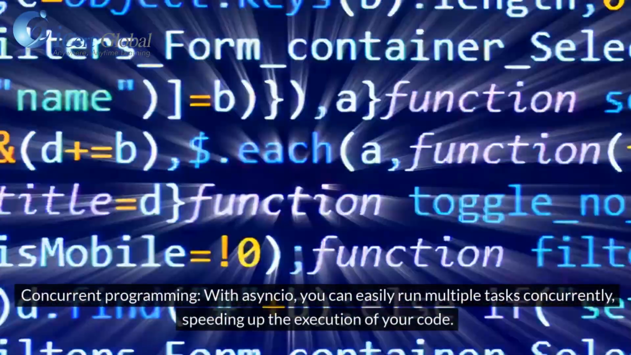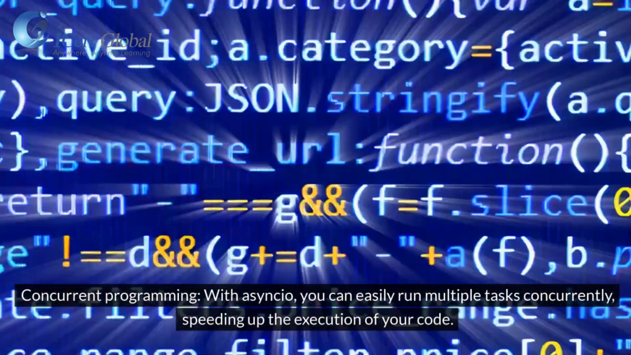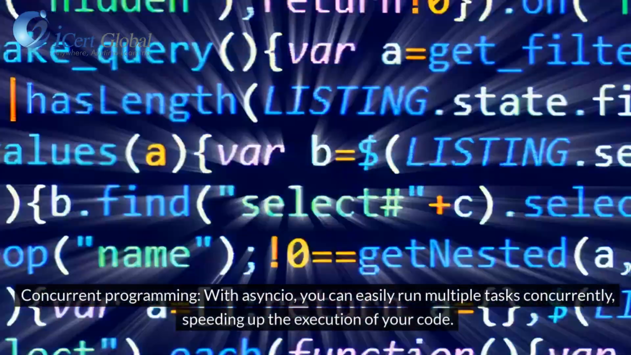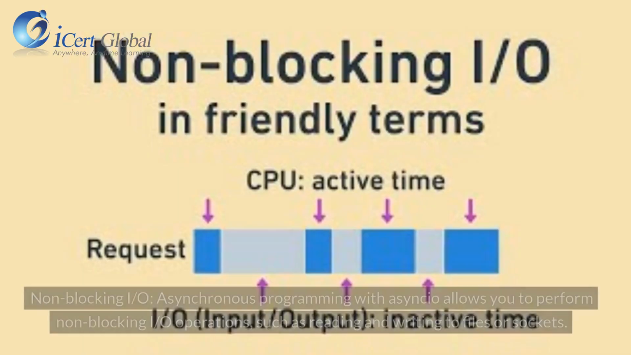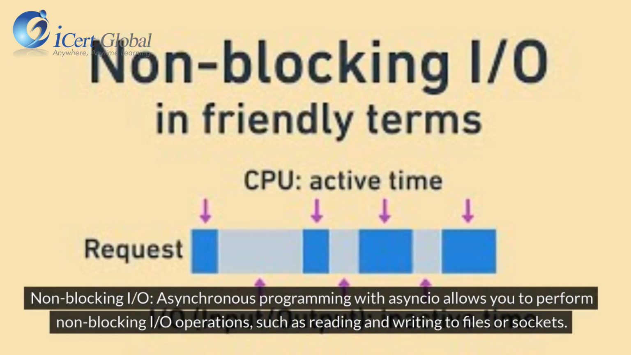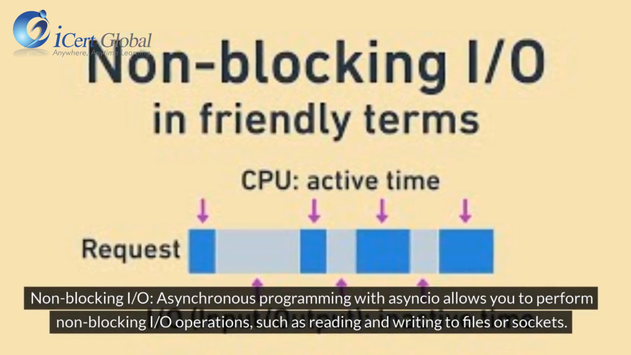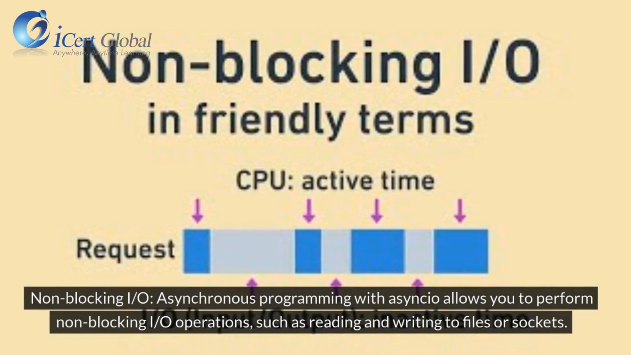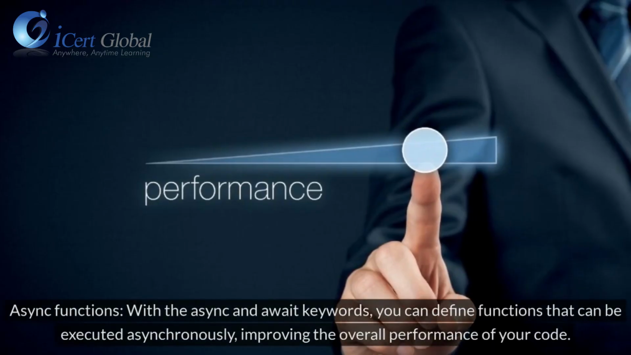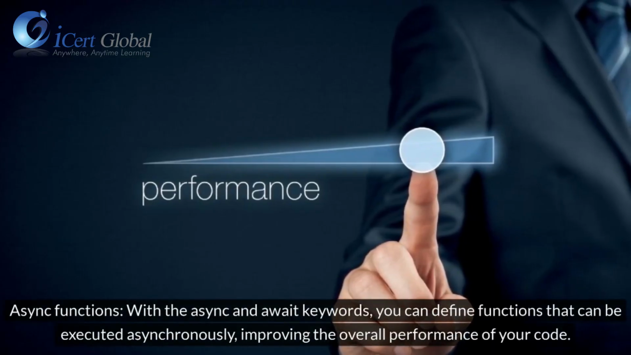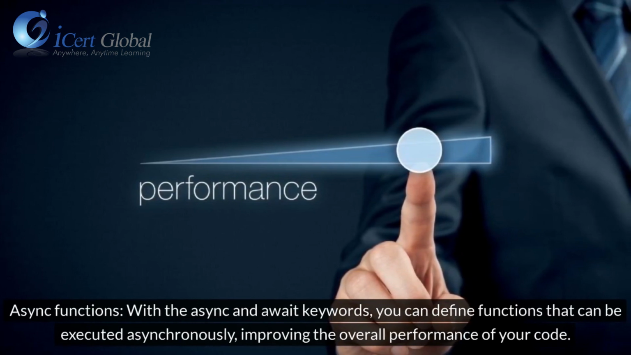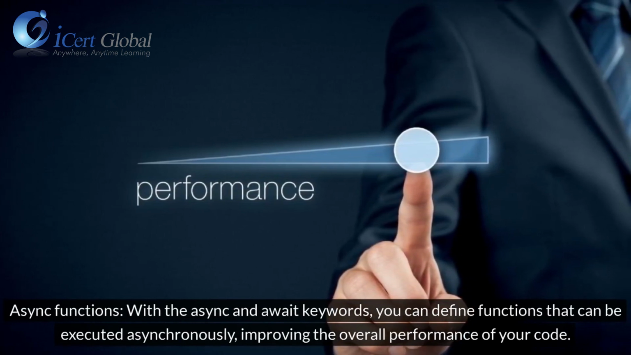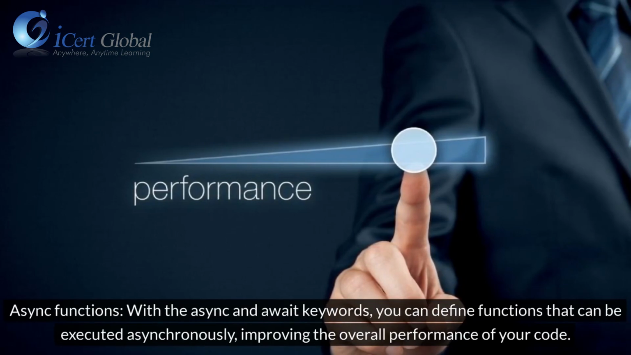Why should you use asyncio for asynchronous programming? Concurrent programming. With asyncio, you can easily run multiple tasks concurrently, speeding up the execution of your code. Non-blocking I/O. Asynchronous programming with asyncio allows you to perform non-blocking I/O operations, such as reading and writing to files or sockets. Async functions. With the async and await keywords, you can define functions that can be executed asynchronously, improving the overall performance of your code.